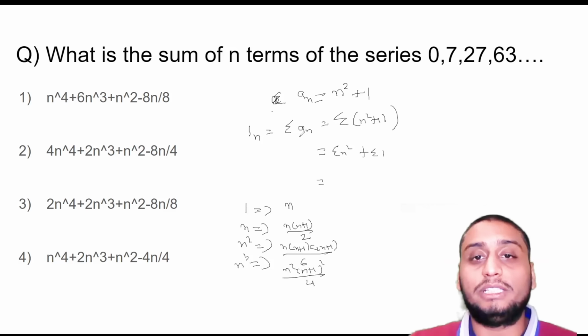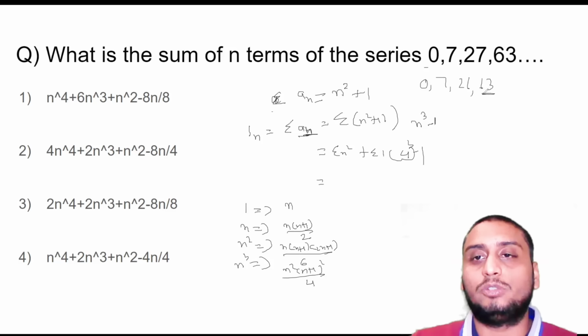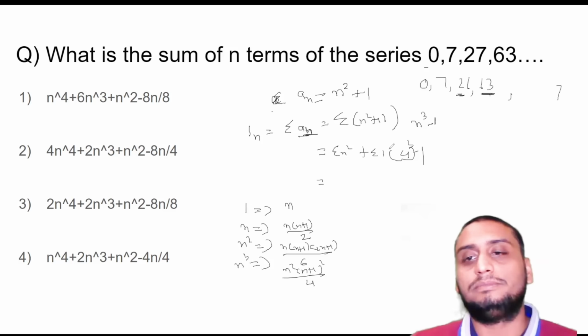So first you have to find the general term. General term means you can denote any term by this. In this series, 0, 7, 26, 63, you can denote any term by n cube minus 1. If I put n equal to 4, you get 4 cube minus 1, 64 minus 1, 63, so I get the fourth term. If I put n equal to 3, I will get this. If I put n equal to 7, I will get the seventh term.